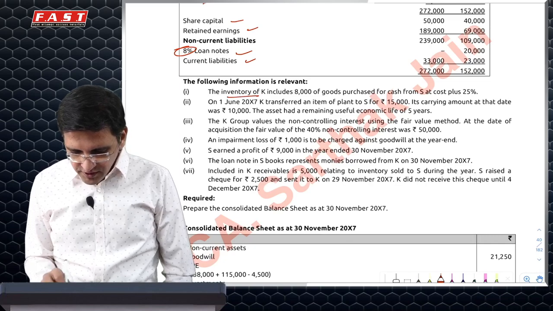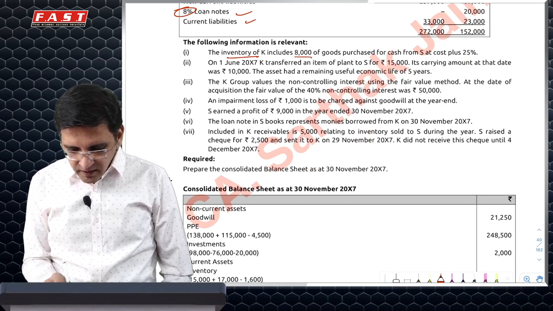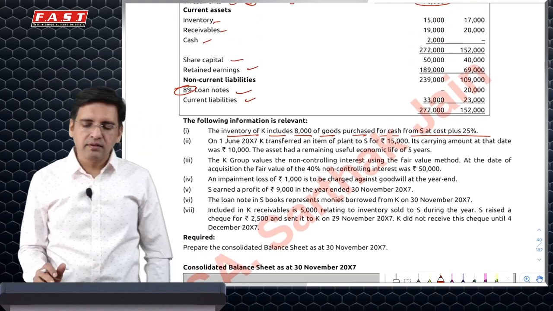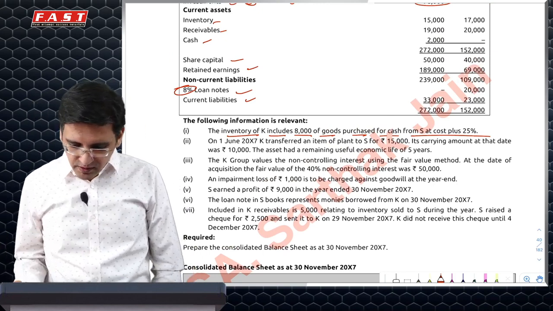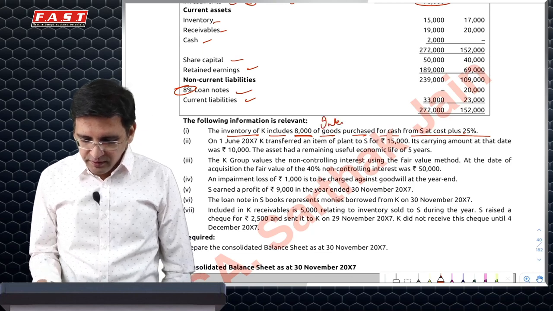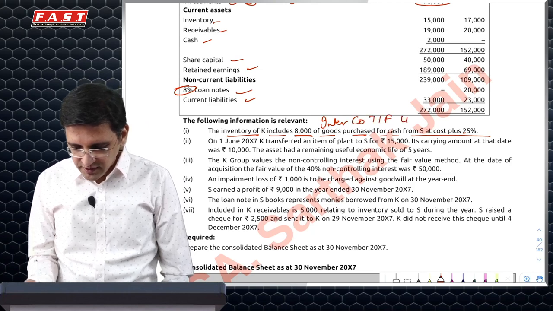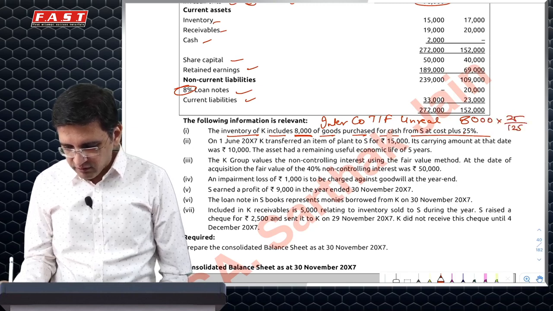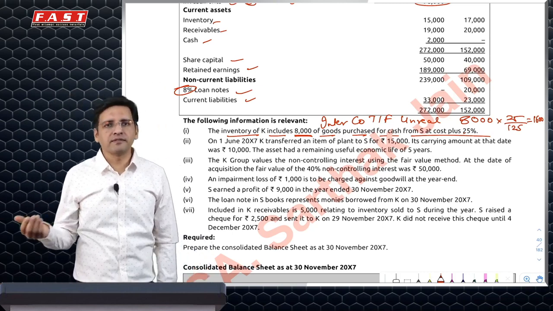Then inventory of K, so parent is K and S is subsidiary. 8,000 includes 8,000 of goods purchased for cash from S. So there's no intercompany adjustment with respect to receivable payable, but yes, intercompany transfer adjustment for profits is there. That is cost plus 25% and 8,000 is the value in the books of K. So we know that 1/4 on cost will be 1/5 on selling price. So in this intercompany transfer, the unrealized profit will be 8,000 into 25 upon 125 or 1/5, which is 1,600. And who has earned this? S.